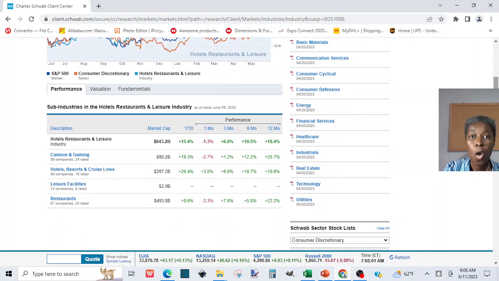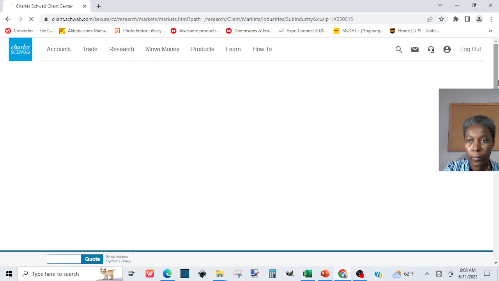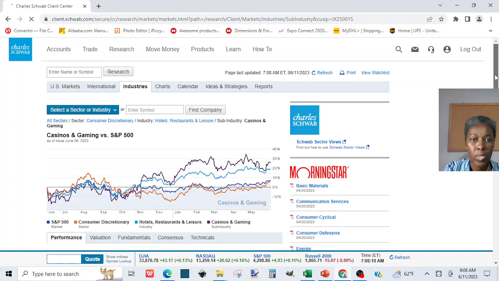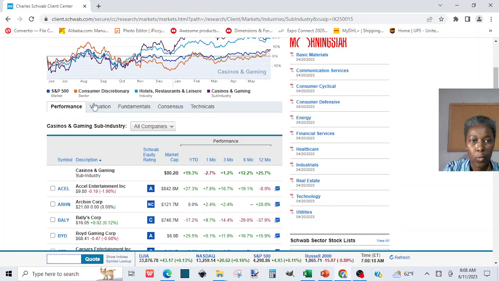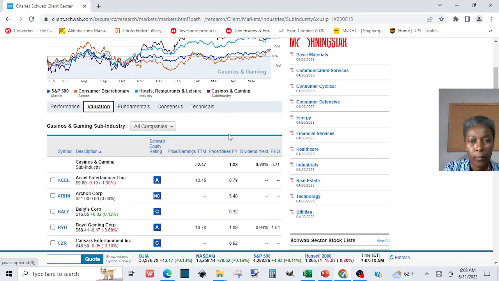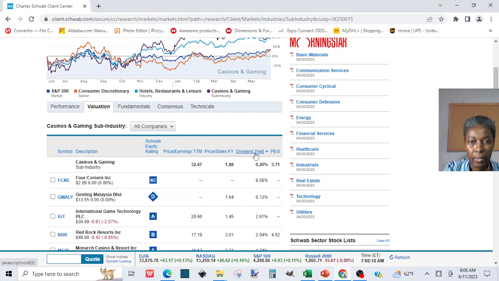It has 4 sub-industries. The first one is casino and gaming. So you click on that, and you'll find the companies within that sub-industry. You'll click on valuation, and you'll click on dividend yield to sort it by dividend rate from the highest to the lowest, and we want 3% minimum.